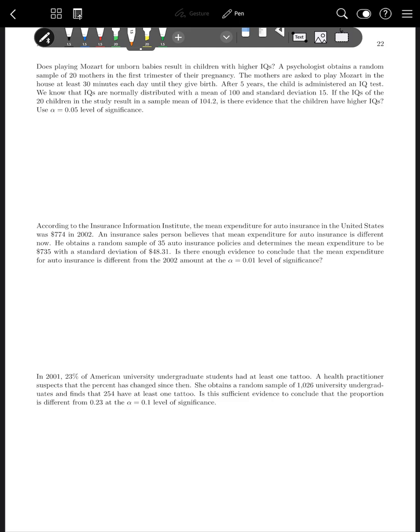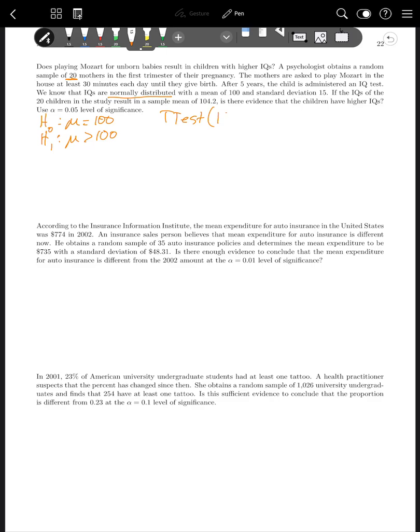have higher IQs? So in this case, there's a really important part here, which is that we know IQs are normally distributed. That means it's okay that our sample size is less than 30, which is normally what we're looking for. So our H naught here is that mu equals 100, and H1 is that mu is greater than 100, and we can do a t-test.